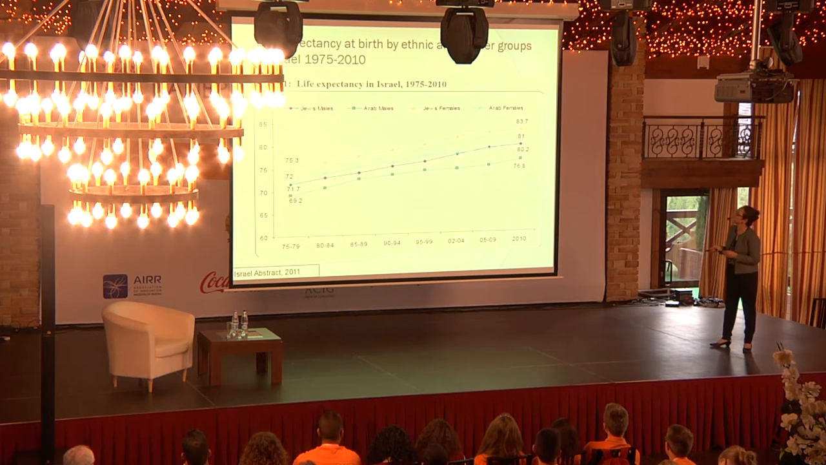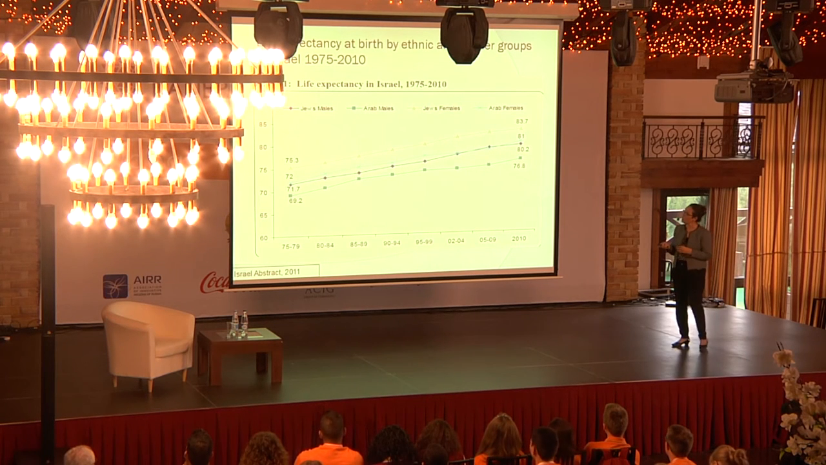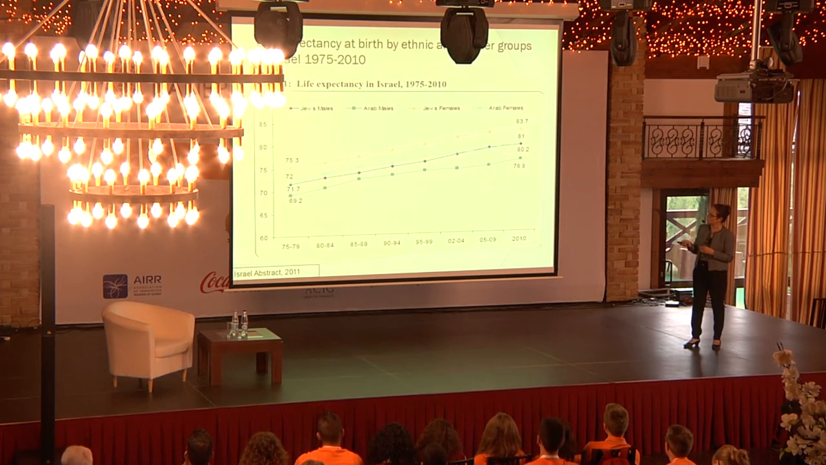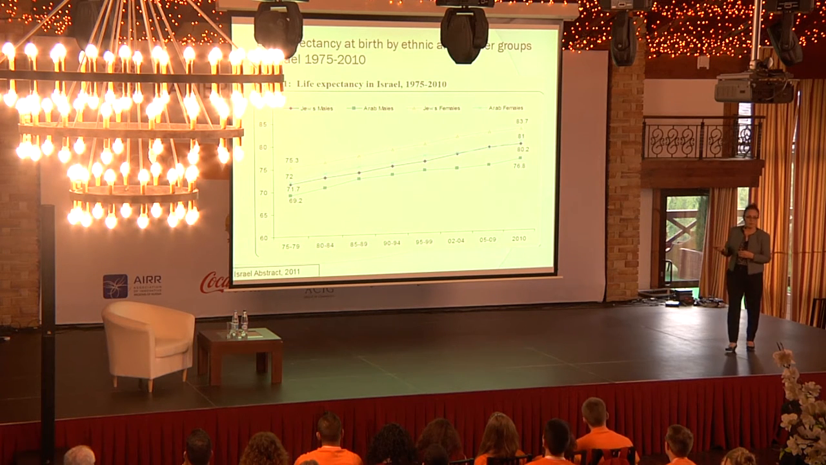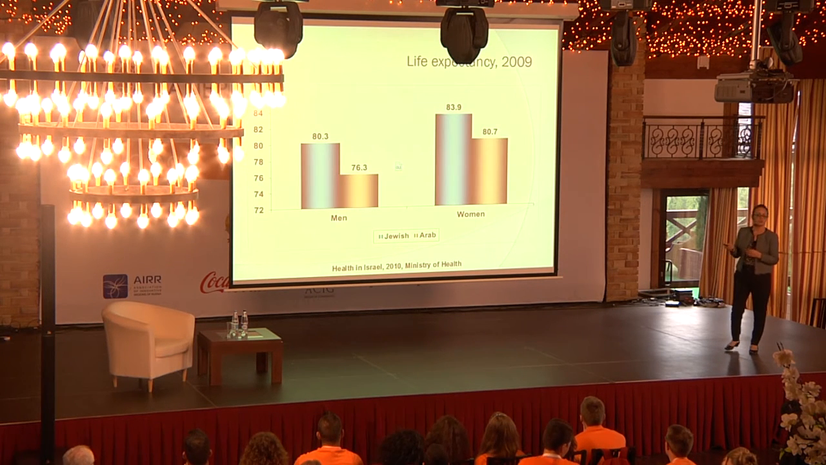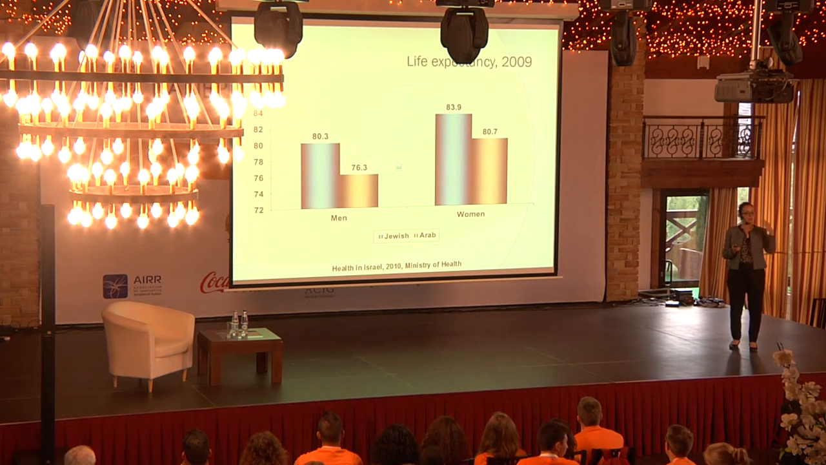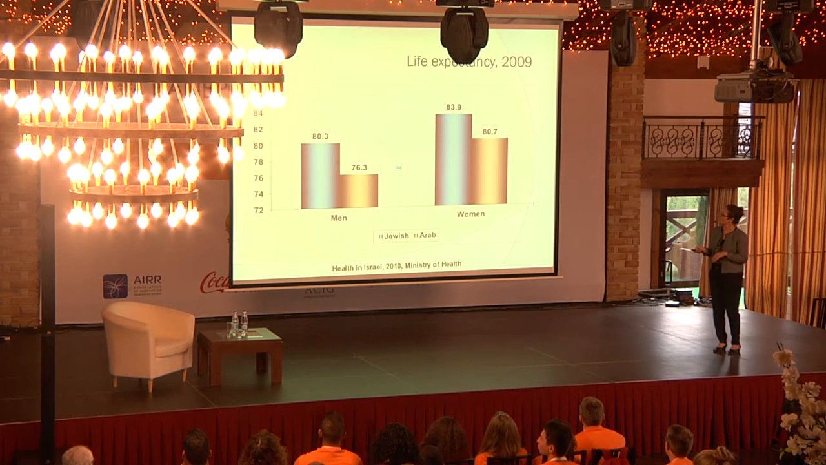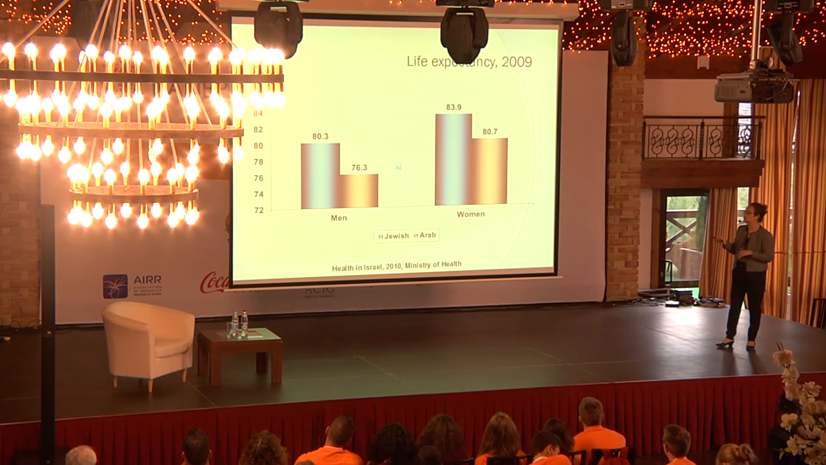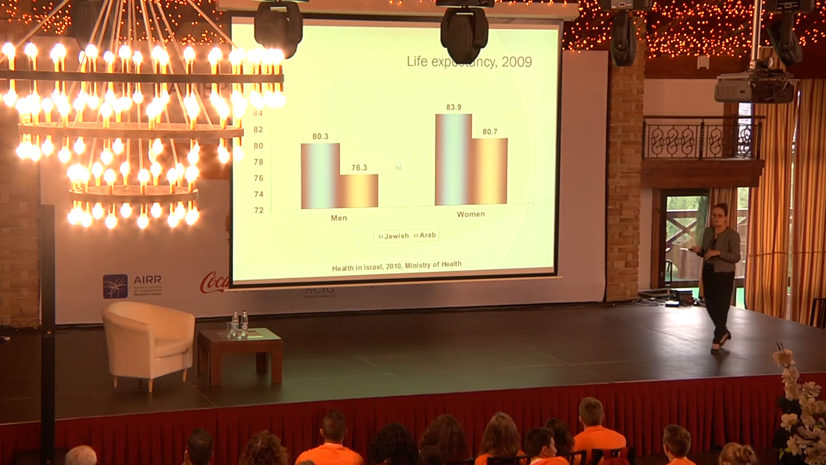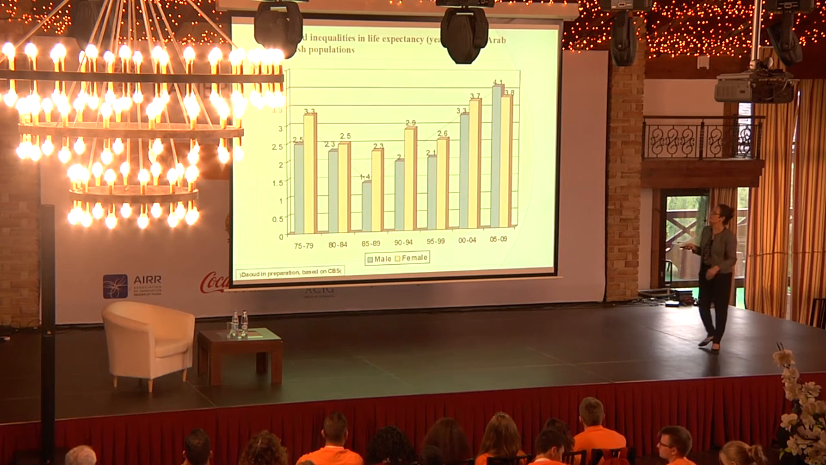However, if we look at life expectancy, which was increasing for all groups in society, we see that the increase was different for different groups. For the Jews, life expectancy increased much more than for the Arabs. Life expectancy for Jewish men is 4 years more than for Arab men, and for women it's also about 4 years more for Jewish women than Arab women.